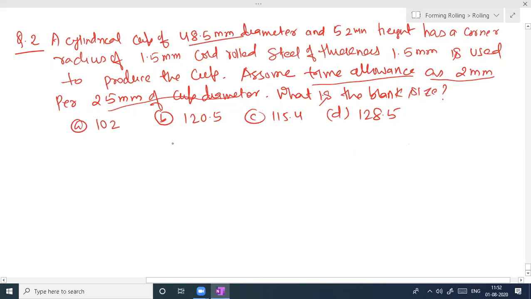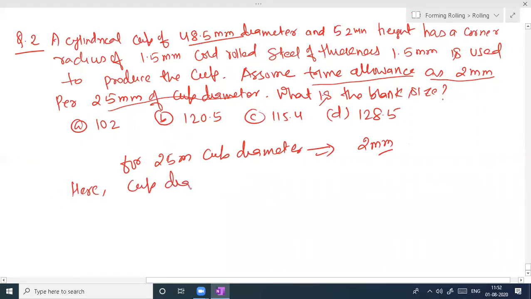So your diameter is 48.5. For 25 millimeter cup diameter, you have to add 2 mm. So here cup diameter is 48.5, so you can take it as 4 mm. So in the blank size, you have to increase 4 mm. That will be your answer. So first you calculate D and you add 4 mm.